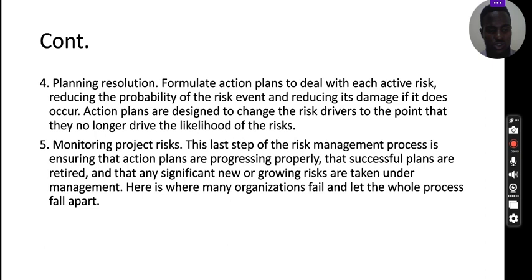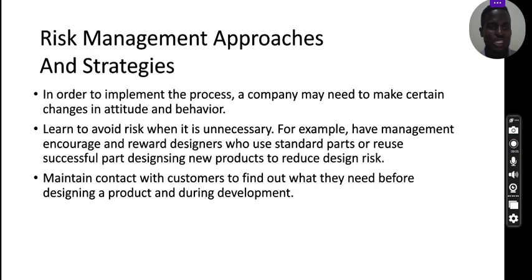Risk management approaches and strategies. Which strategy can we really lay to manage risks? Which approaches? How can we go about it? Which steps should we follow? And we are saying that in order to implement the process, a company or a project team may need to make certain changes in attitude and behavior. Certain risks happen because of our attitude and behavior.